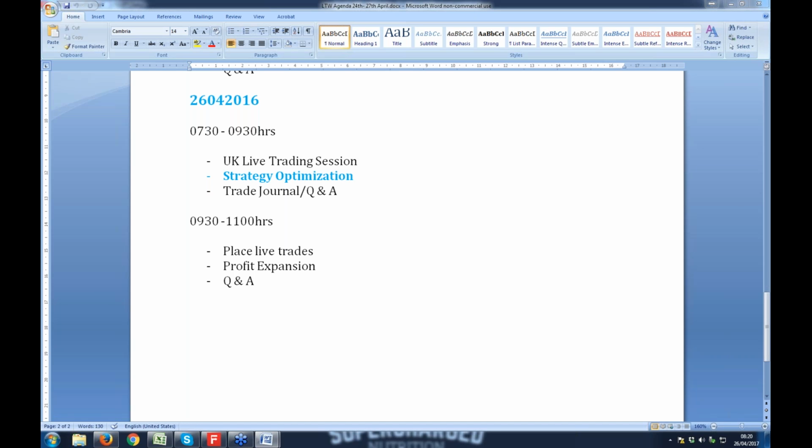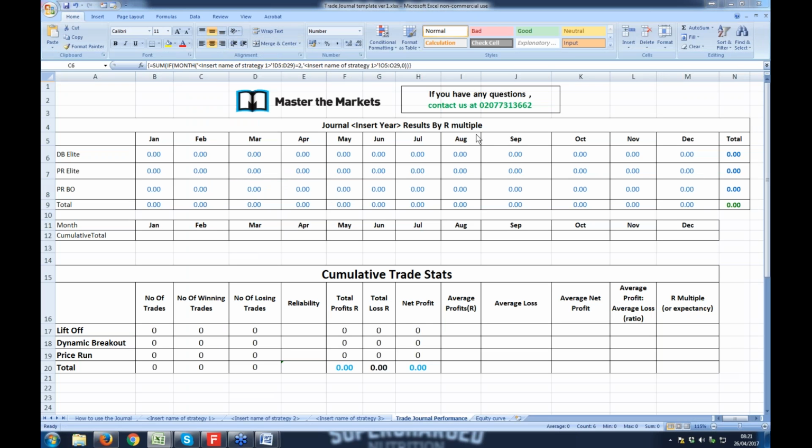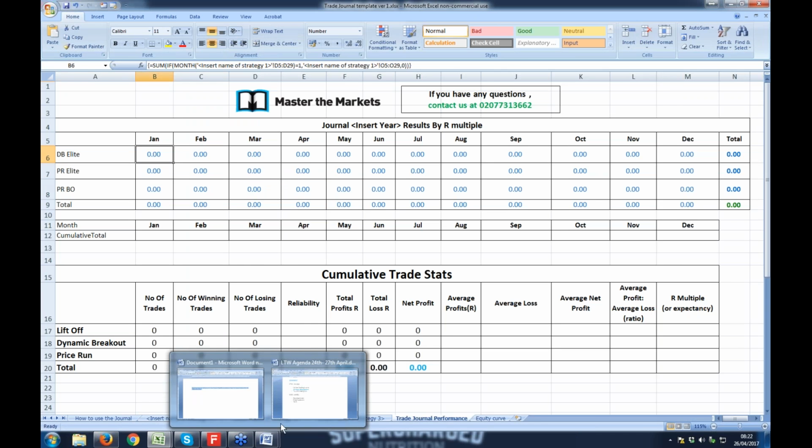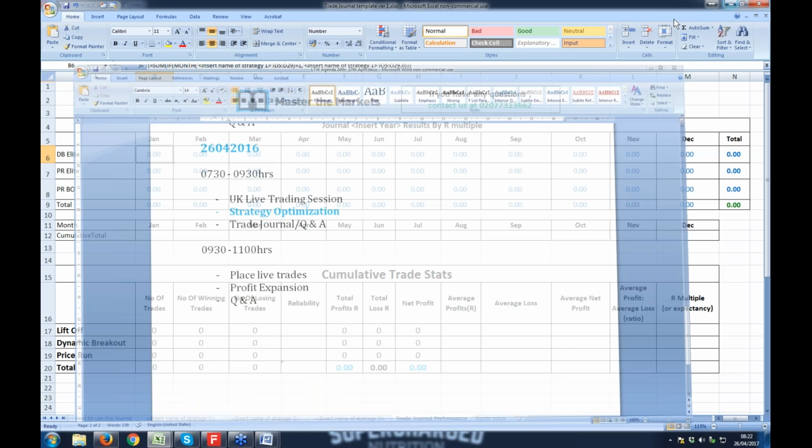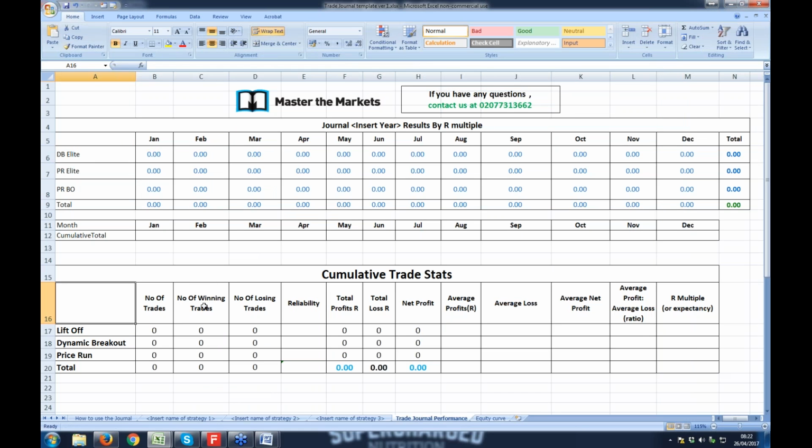Here on my screen share, you should be able to see an Excel spreadsheet. Now this is our trade journal template, and this is something Thierry will be going over in more detail than I'm going to be brushing over it this morning. But certainly in that section where Thierry talks about strategy optimization and trade journal, you'll understand a lot of the numbers that we're looking to track and what they really mean.